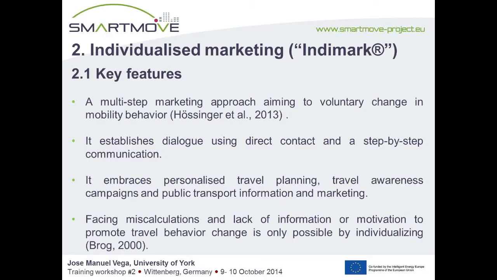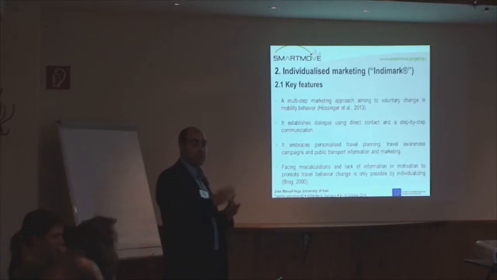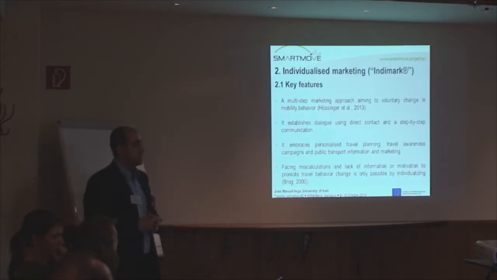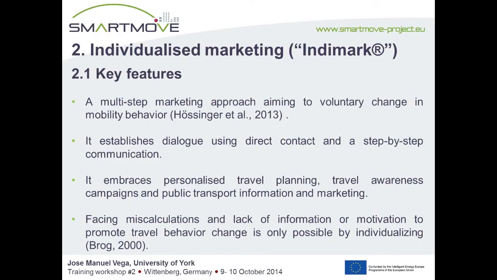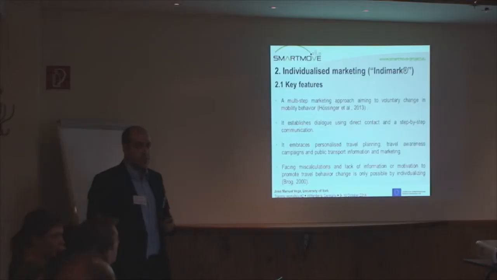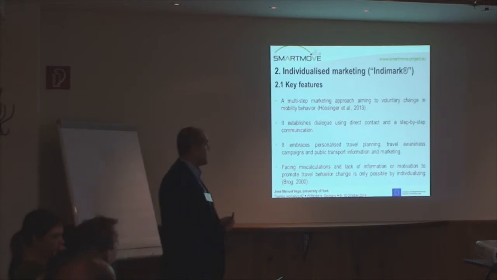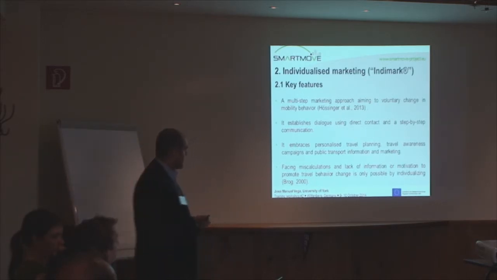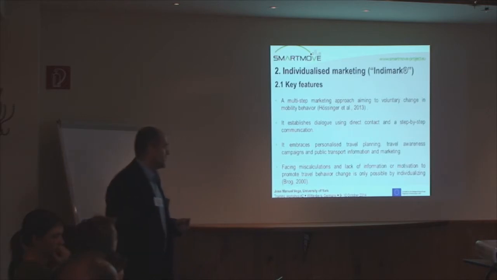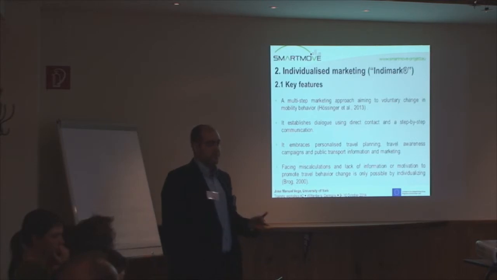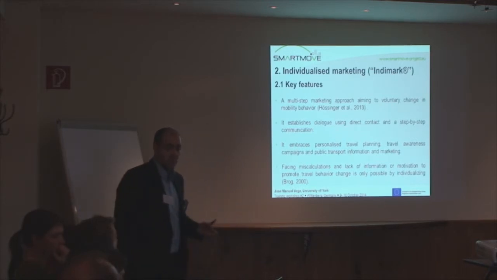It establishes a dialogue using direct contact and step-by-step communication. We'll see later the different steps for approaching travel users. It embraces personalized travel planning, travel awareness campaigns, and public transport information and marketing, a set of measures around the campaigns we will see later on. In facing miscalculation and lack of information and motivation, promoting travel behavior change is only possible by individualizing. That's the key, because every user has a different perception of public transport, and there's a reason why they don't use it.